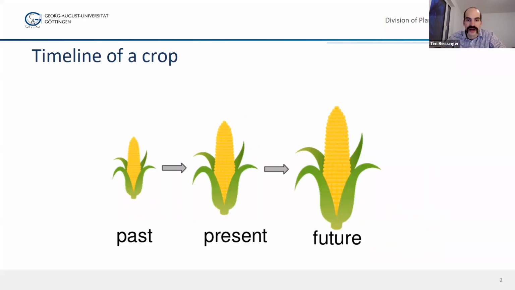And so, of course, here's the timeline of a crop. Something in the past has been modified to be the crop that we all know today in the present, and we're moving towards the crops of the future. As a plant breeding professor, this is really where my focus lies chiefly, or at least the applied part of my job focuses on how can we move from the present into the future.